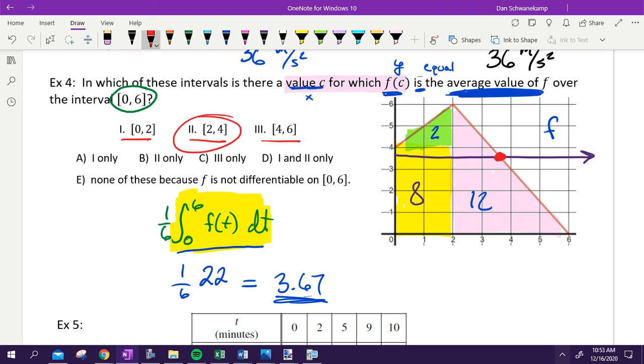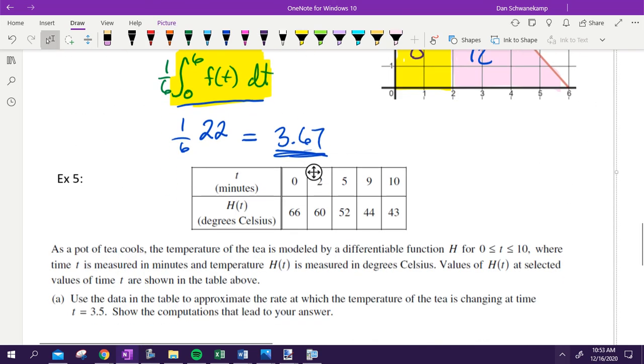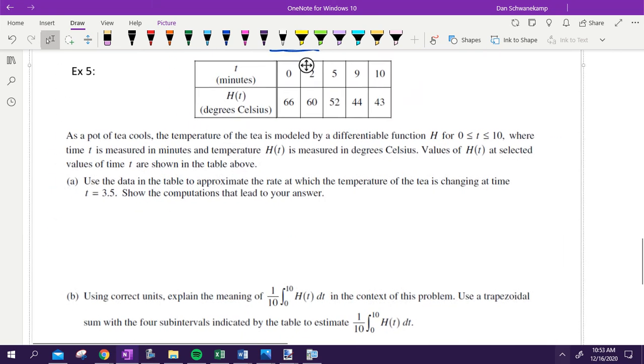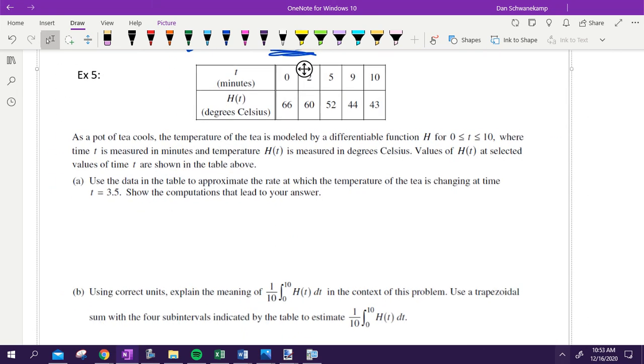It's a weird question. Okay? I understand if you read that and you're like, that is really weird. Yeah, it is. But it's just asking you to find the average value. And then when are you equal to that average value? Let's try one more. Okay, this is a free response question on the AP exam.